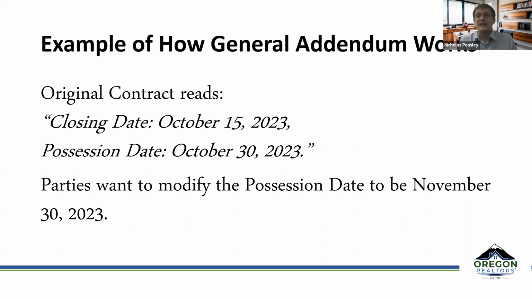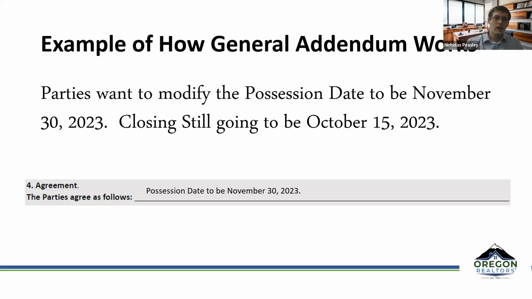And so the parties want to modify it to give possession way out in the future. It's going to be November 30th now. So what the parties would do is they would just write in, if they want to modify that possession date, the parties agree as follows, possession date to be November 30th, 2023. Pretty straightforward. This is the way most people use them. This is the way it's supposed to be used.